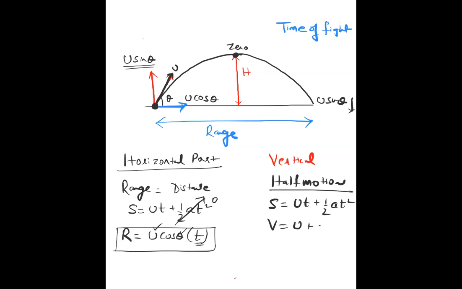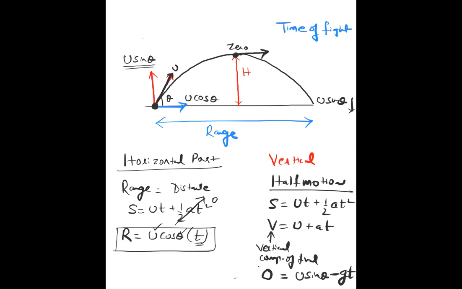Or V equals U plus AT we can use. V is 0 because this is the vertical component of the final velocity. You know that at this place it's horizontal only, so this will be 0. And the vertical component of initial velocity is U sine theta. Okay. Then minus, because G is in downward direction, GT. Okay. This will give us that formula for time.